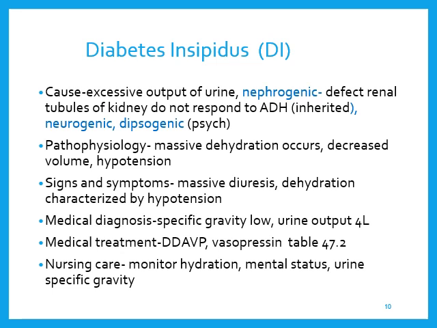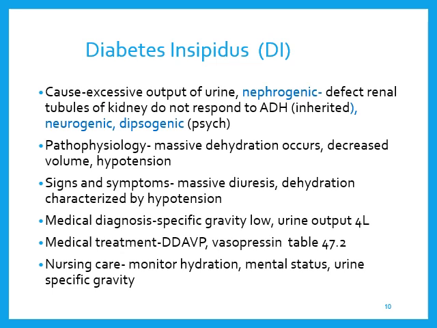So it's more relative to a psychiatric disorder. So the pathophysiology of DI is massive dehydration can occur, because you can imagine they're putting excessive amounts of urine out. So massive dehydration can occur, and that decreases the blood volume, which will lead to hypotension. See how that works? Signs and symptoms will be massive diuresis, or urine output, which leads to dehydration.